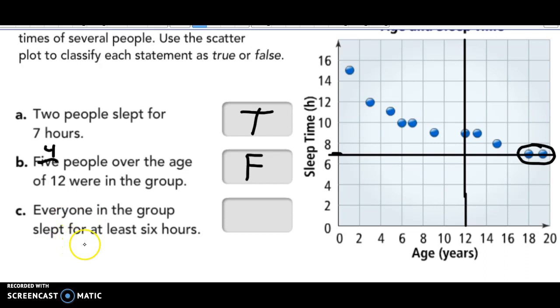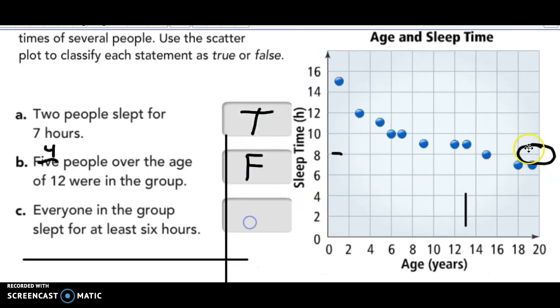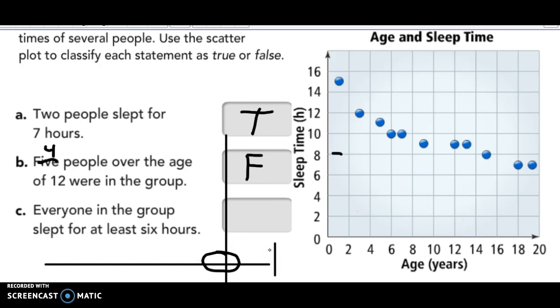And letter C, everyone in the group slept for at least 6 hours. So again, let's clean this up a little bit. Let's move some of this off so we can see better. We're looking for people who slept at least 6 hours. On my y-axis, here's 6. So everyone who slept at least 6 hours would be above this line. And all of these points are above 6 hours. So this would be true, that everybody in the group slept for at least 6 hours.